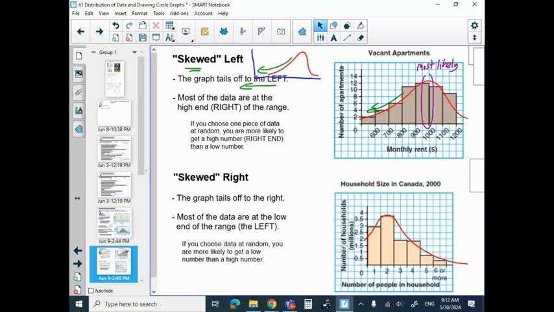So we have vacant apartments based on rent. You know, that first one. So you can picture like the higher the rent, the less likely they are to be rented, I suppose, because people can't afford them. It's fairly easy to think of examples of why data might be like this.